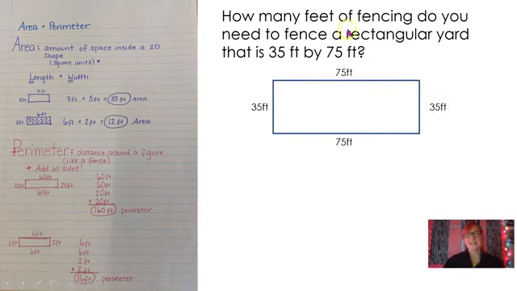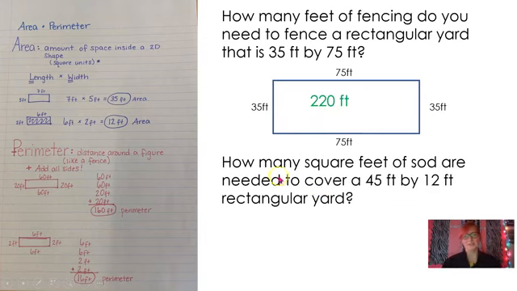Now I see that it says fencing, and I'm going to look and I see that perimeter says that it is like a fence, and it's going to go around the outside, so I'm going to have to add all of these sides together. When I add all of my sides, I get 220 feet.